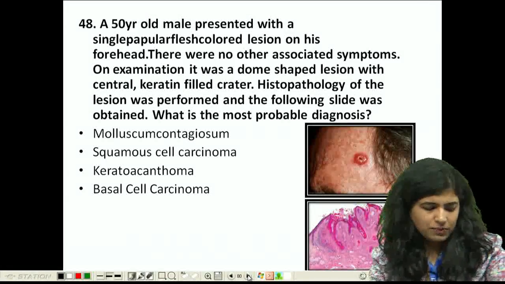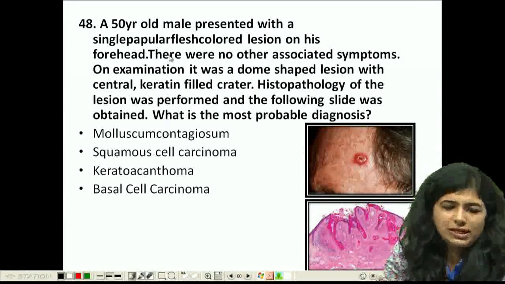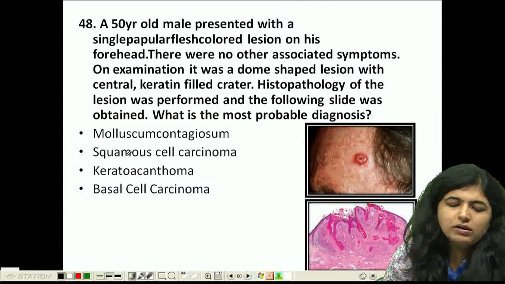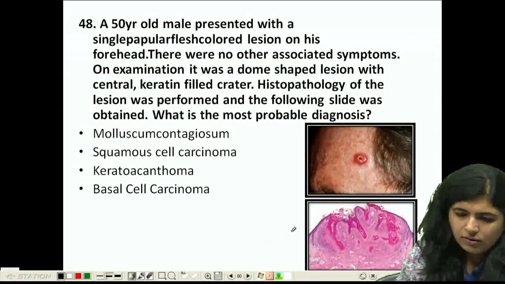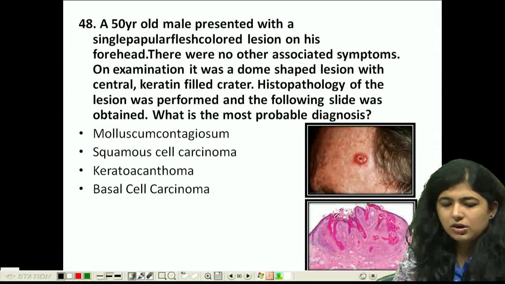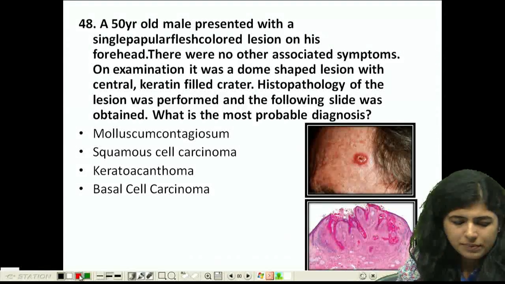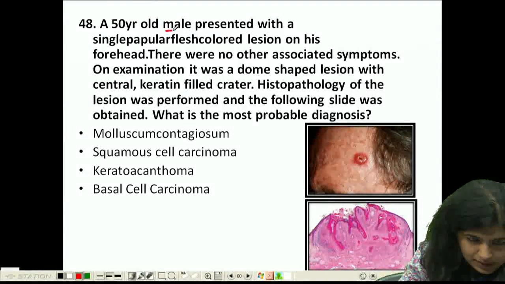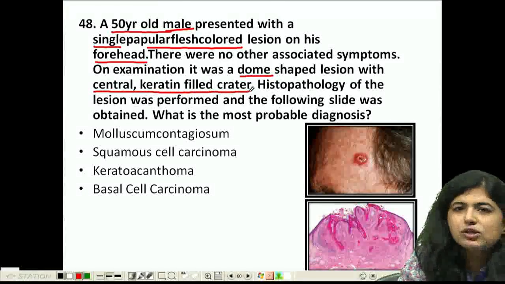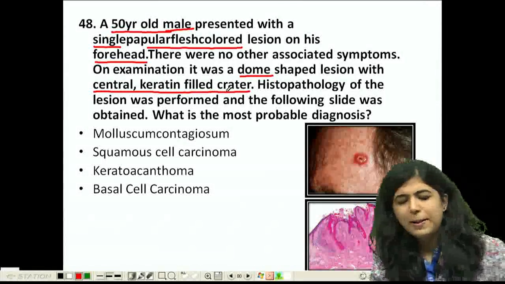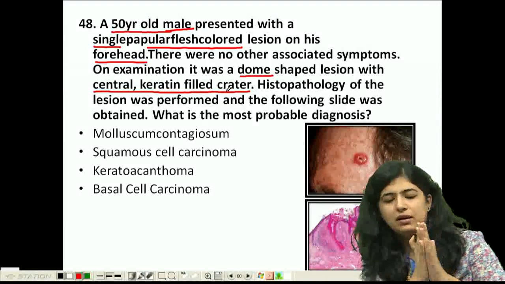Moving on to the next question. The next question is 48. Long question, read it. We will discuss it after that. This is actually a repeat. You have read this already. It's a male who is 50 years old. Single flesh colored lesion on the forehead, no other symptoms, dome shaped. I am sure this gives you a hint to what the diagnosis is, right? This is giving you a hint already. We have already gone through this.